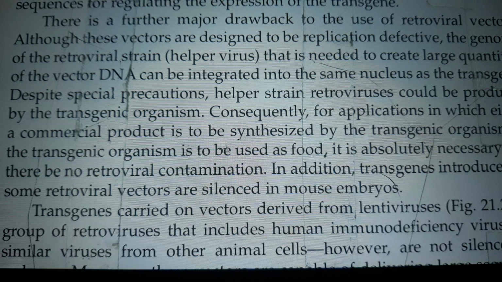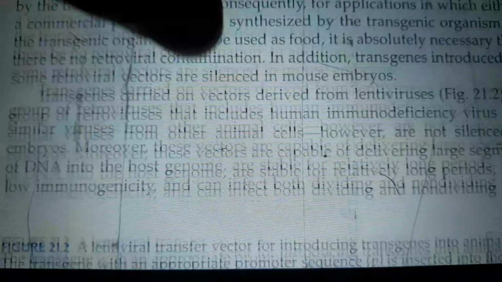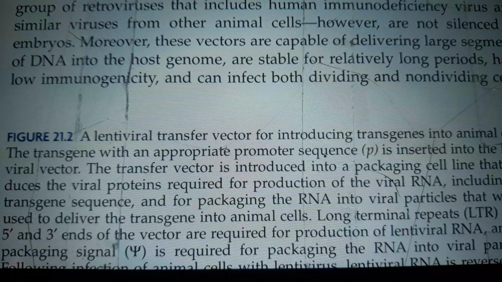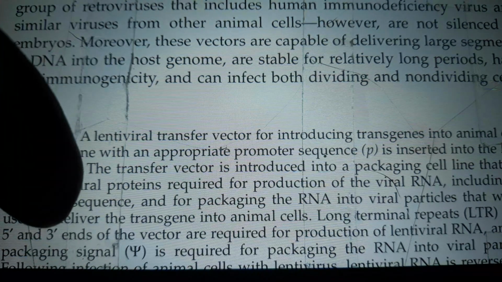that there be no retroviral contamination. In addition, transgenes introduced on some retroviral vectors are silenced in mouse embryos. Transgenes carried on vectors derived from lentiviruses, a group of retroviruses that includes human immunodeficiency virus and similar viruses from other animal cells, however, are not silenced in embryos. Moreover, these vectors are capable of delivering large segments of DNA into the host genome, are stable for relatively long periods, have low immunogenicity, and can infect both dividing and non-dividing cells.